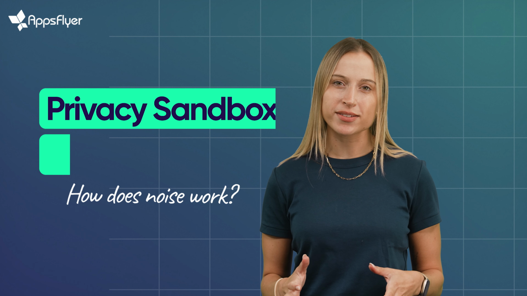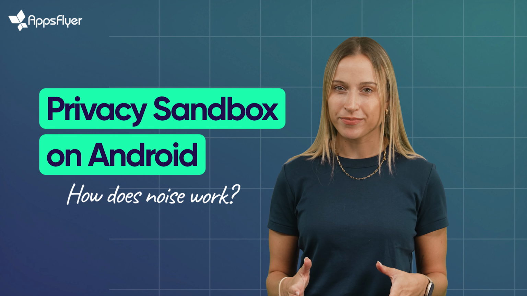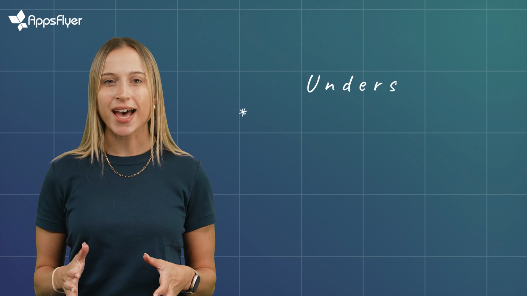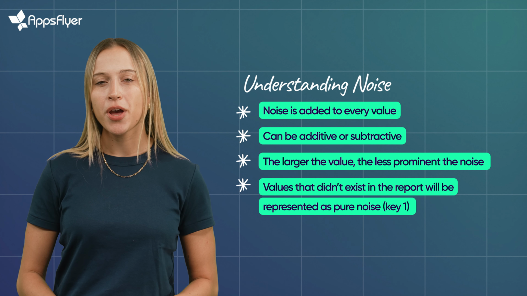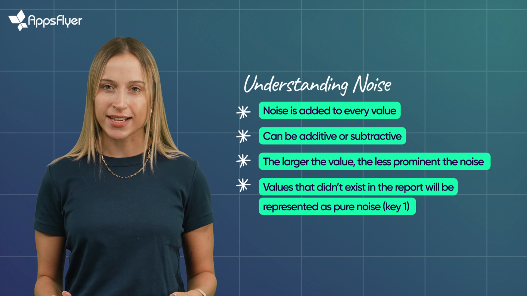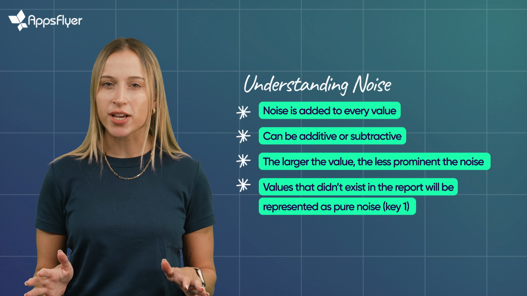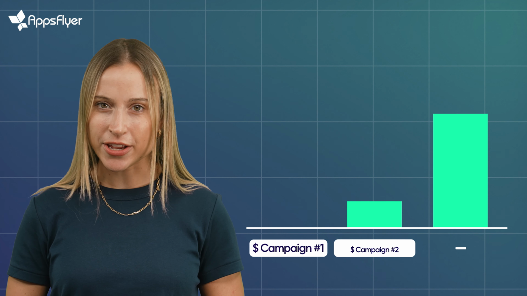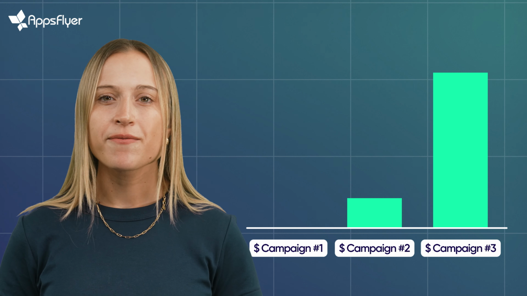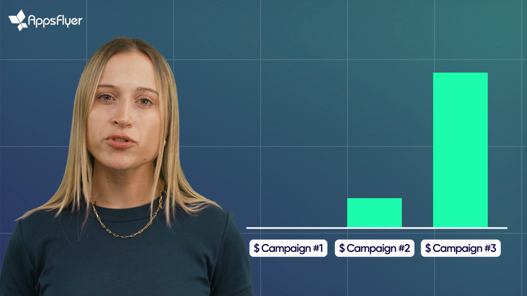Hey! Today we're deep diving into how noise works in the Privacy Sandbox on Android. Let's get started. Noise is added to every value to protect user privacy. For example, when looking at total revenue or event counts, noise can subtly adjust these figures, either increasing or decreasing them. The larger the value, the less noticeable the noise. Values that didn't exist in the report will just be noise.